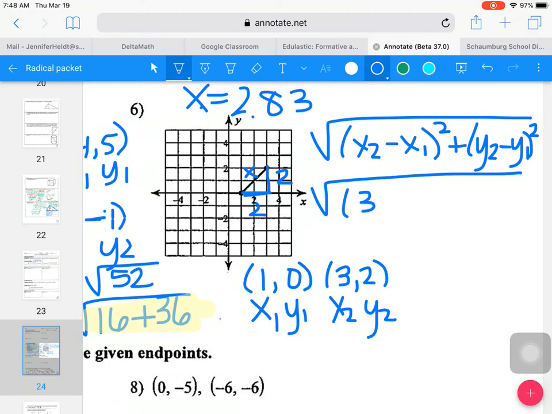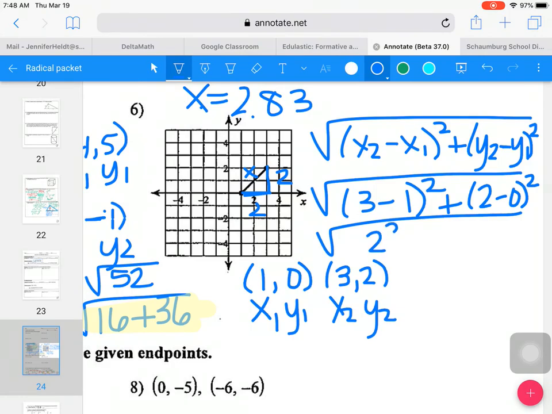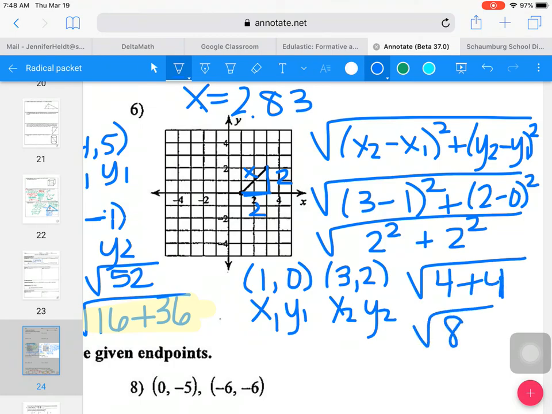I'm going to start plugging those into my formula here. So x2 is 3 minus 1. Okay, my y2 is 2. So when I take the square root here, I've got 3 minus 1, which is 2. And then 2 minus 0, which is 2. So I've got the square root of 4 plus 4, which is the square root of 8, which we said is 2.83.